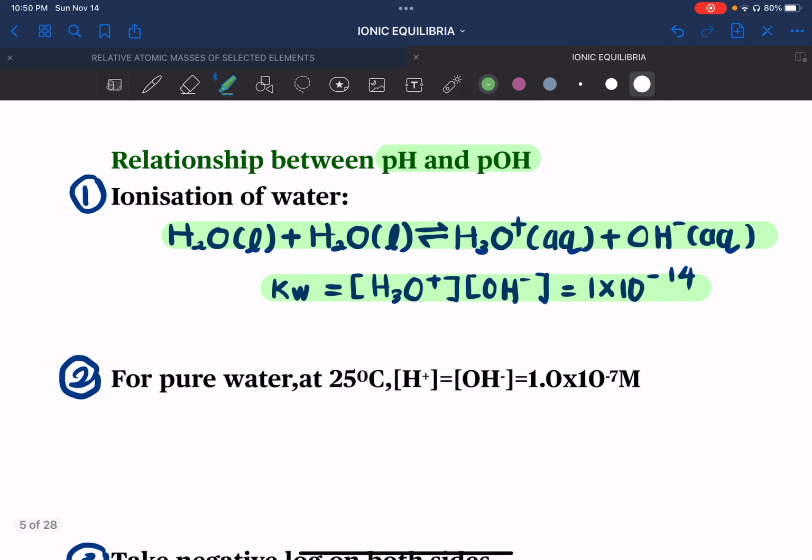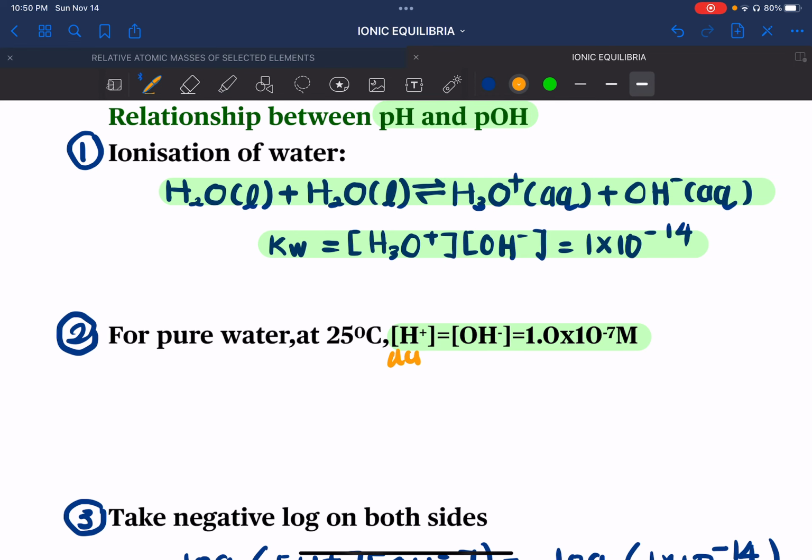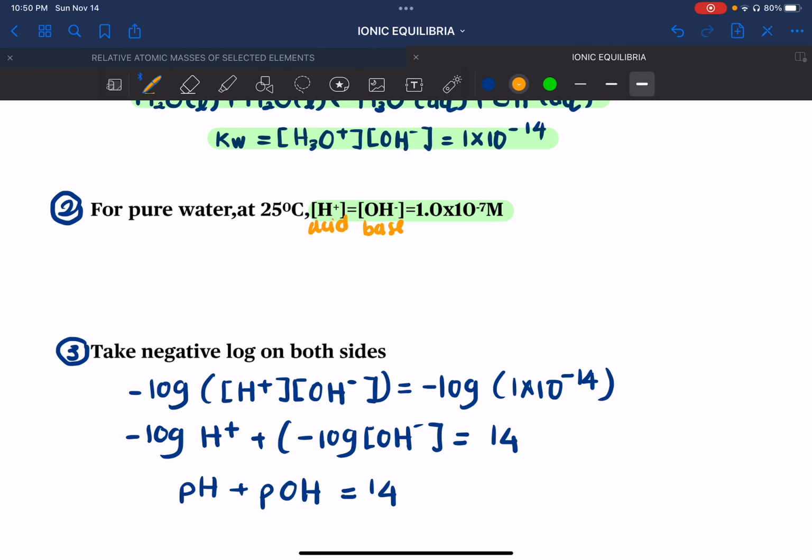Okay, for pure water, untuk air yang pure, kandungan asid dengan base sama. Kalau kandungan asid dengan base tak sama dalam air tu, macam mana awak nak minum kan? Kita tahu water is neutral. So, bila neutral tu maksudnya asid dengan kandungan base tu sama. Okay, now, yang ni tak ada apa, yang ni tinggalkan kosong.